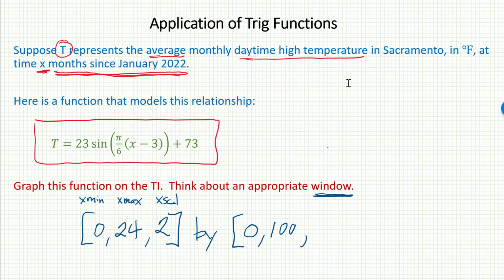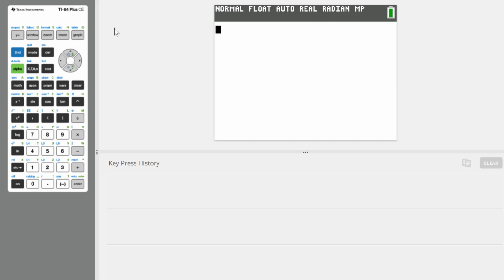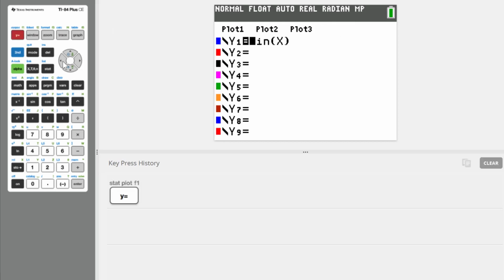0 to 100, counting by 2s, that would make too many markings. How about I count by 10s here? And so again, I have my y minimum, my y maximum, and my y scaling. Let's go to the calculator. Okay, I'm in radian mode, so that's good. I'll go to the y equals area, clear out whatever was there, and then type in my equation.